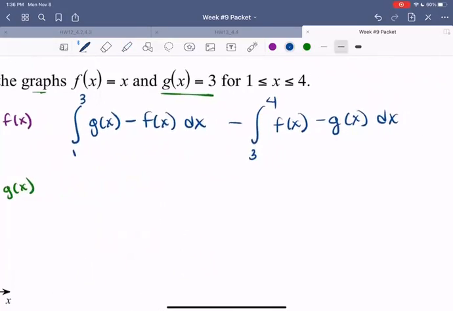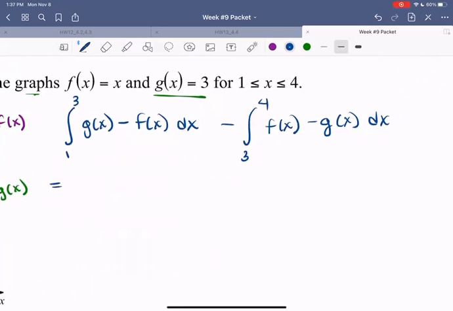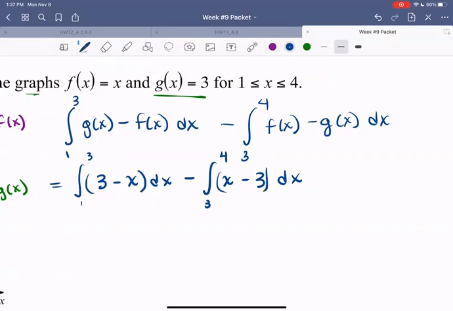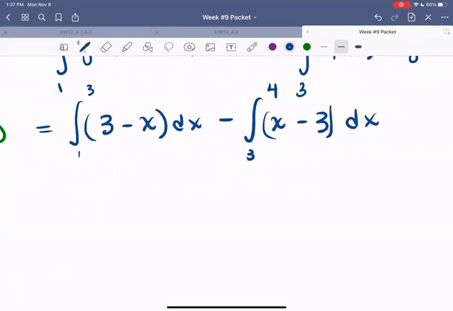So let's go ahead and compute our functions for g and f here. So we would have the integral from 1 to 3 of 3 minus x dx, minus the integral from 3 to 4 of x minus 3 dx. So let's go ahead and evaluate each of these integrals to find their exact numbers.